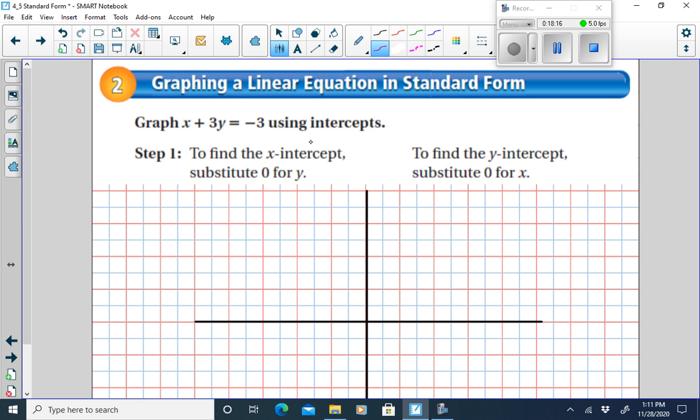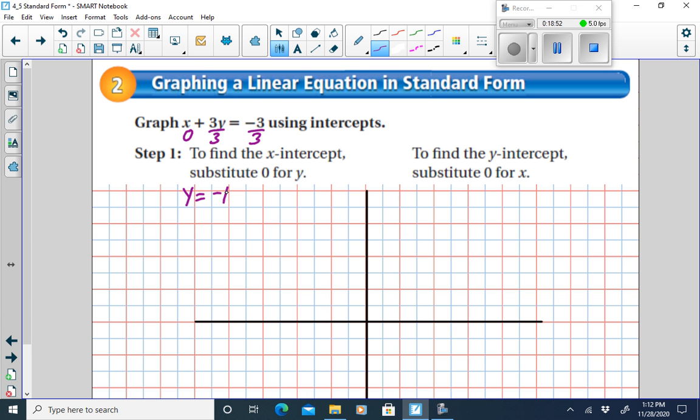All right. So here we're told to use x-intercepts and y-intercepts, just like we were talking about earlier. So we want to replace x with 0. If we replace x with 0, we get 3 times y is equal to negative 3. So we divide by 3, and we get a y-intercept of negative 1.